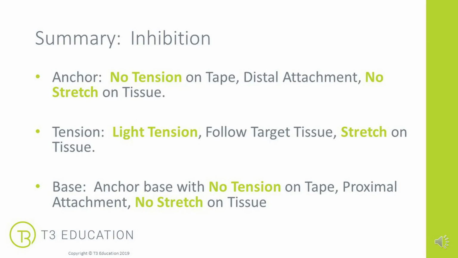So in summary, inhibition, we anchor with no tension on the tape at the distal attachment, no stretch on the tissue. For the active piece of the tape, we add a light amount of stretch or tension onto the tape and lay that down with the target tissue on stretch. So get your client to stretch the target muscle or tissue. We rub that tape down well to make sure it sticks. And finally, the base, we anchor with no tension on the tape and no stretch on the tissue, just rubbing well to make sure that the whole taping sticks.